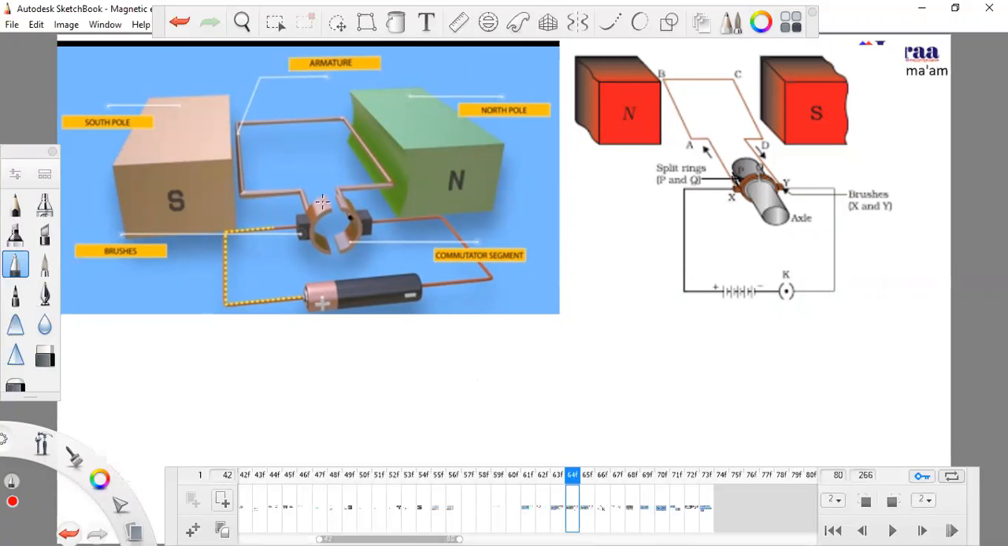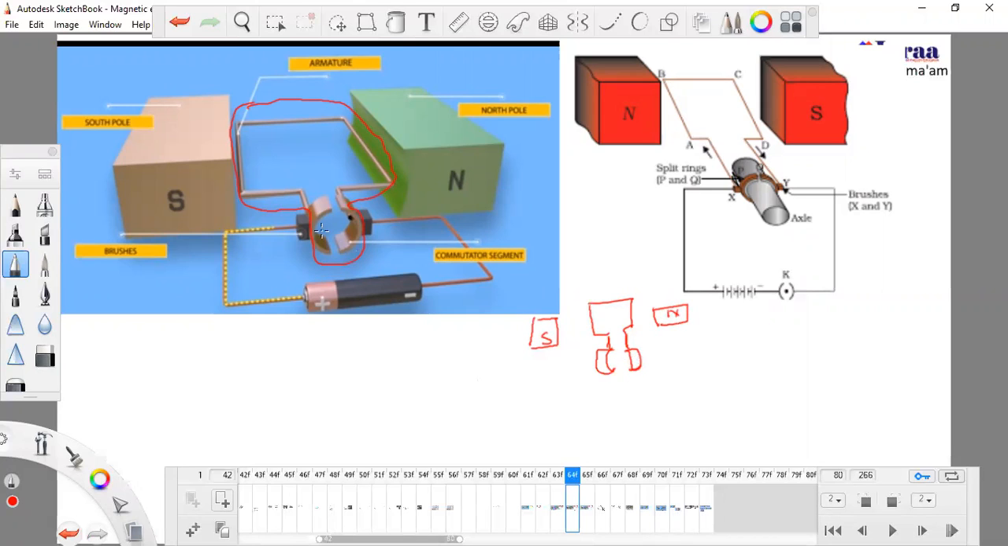Now it is made up of three things. First thing is the magnet. Second thing is the armature. What is this armature? This whole part is known as the armature. Okay, this is only the armature. These are magnets, south pole and north pole. This is just the armature.